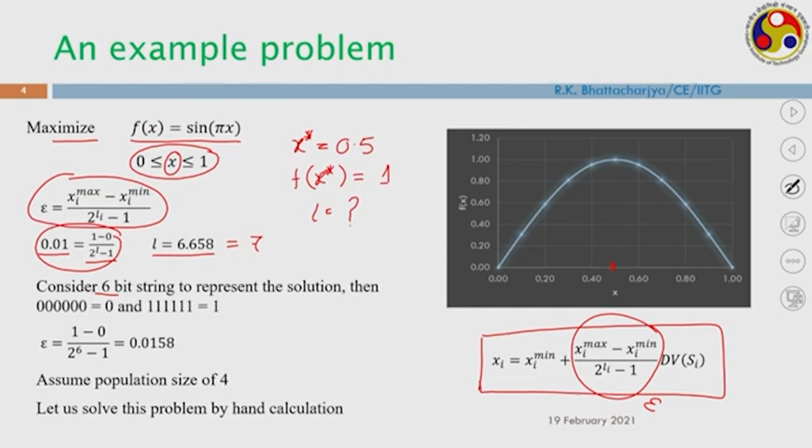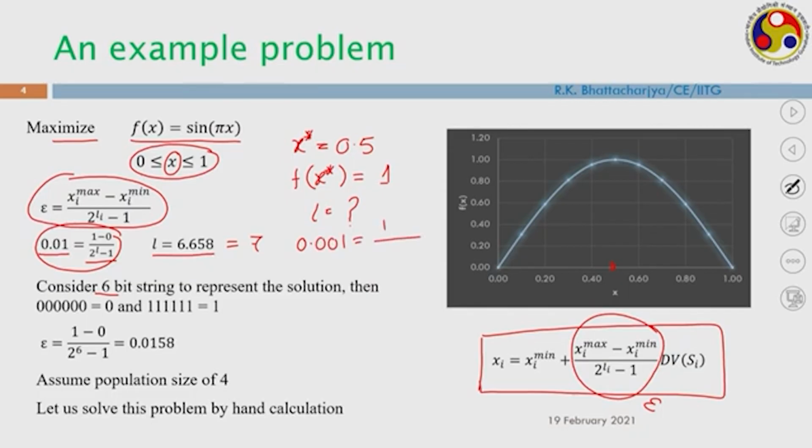The 6-bit string I have considered for this particular problem, but you can also consider 7, as I said. If you want to have more precision, then you will increase the string length: 7, 8, 10. So, you can find out. Suppose you are using 0.00001, then what should be the string length?